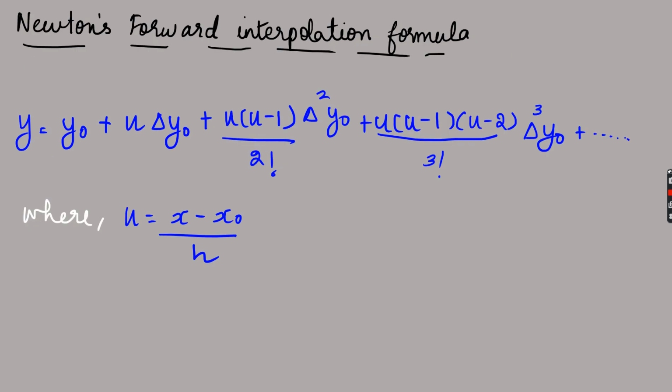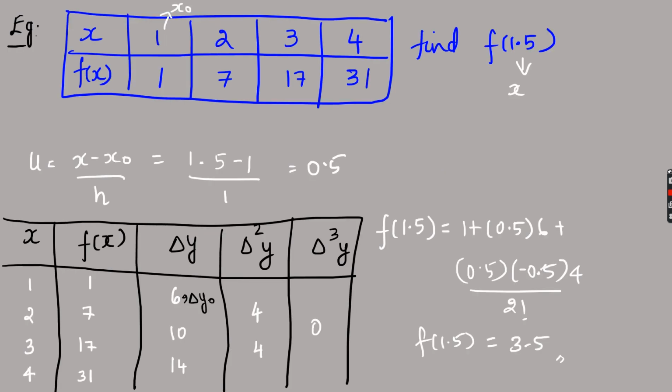So next is Newton's forward interpolation formula. This is the formula for that, and here u is given as x minus x naught by h. And here is an example to find how to use this Newton interpolation forward formula. Okay, so this is your x and f of x is given, and we have to find f of 1.5 here. And you see this first term is x naught, and all others will be x1, x2, x3, and so on. And here 1.5 is x.